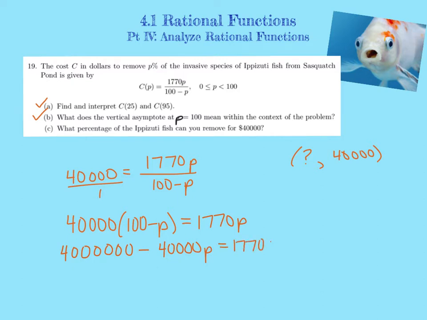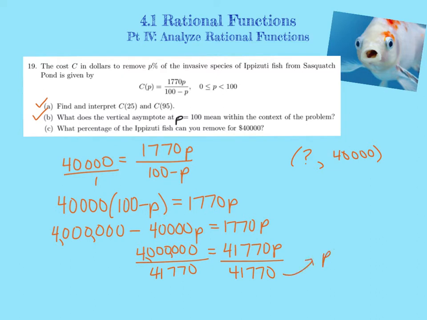equals 1770p. I want to get all my p's on one side, so I'm going to add 40,000p. When we do that, we'll have 41,770p on the right-hand side, and then 4 million on the left. I added those zeros there so I could see what number it was, or added the commas rather. Then we want to divide both sides by the coefficient of P. And we end up with P equals 95.76. Now P is a percent, so it says what percentage of the fish can we remove for $40,000. It looks like we can remove 95.76%.